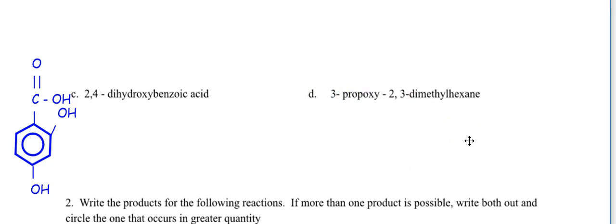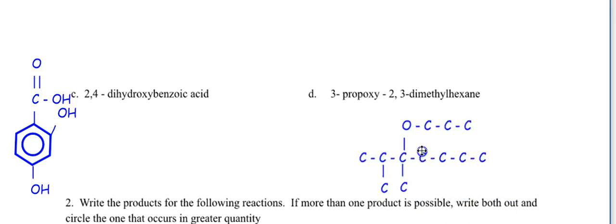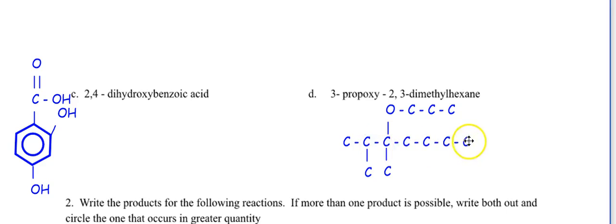So this is going to be a branch, 2,3-dimethyl hexane. So here is my hexane, here is my 2,3-dimethyl, and here's my 3-propoxy.